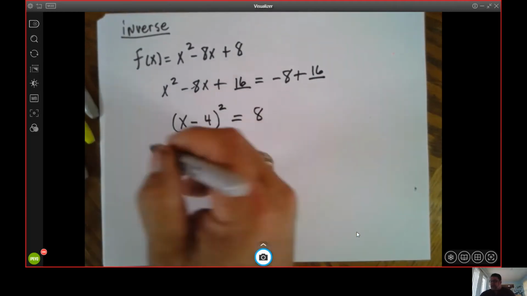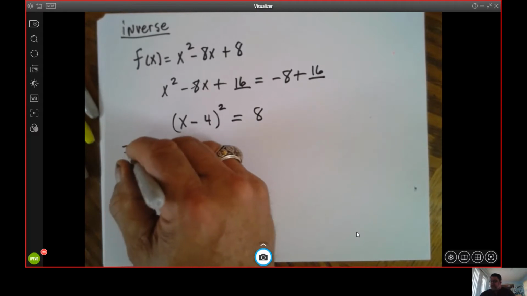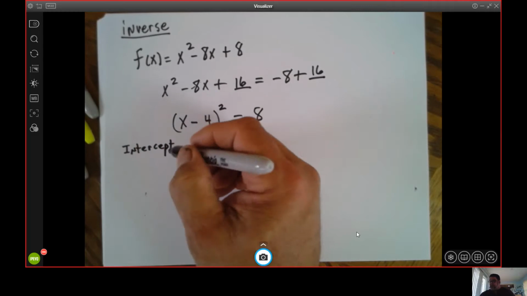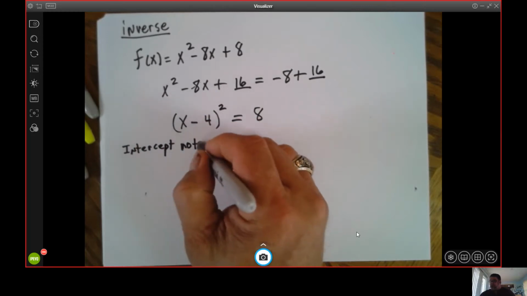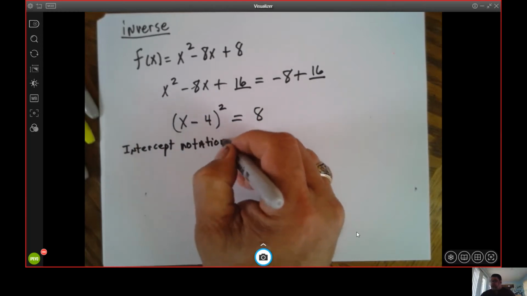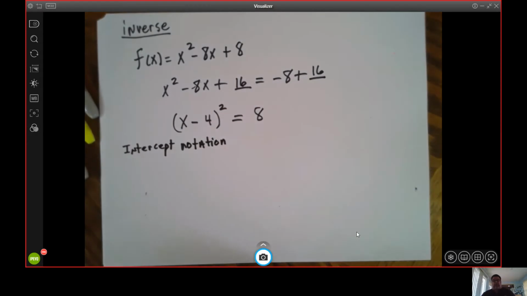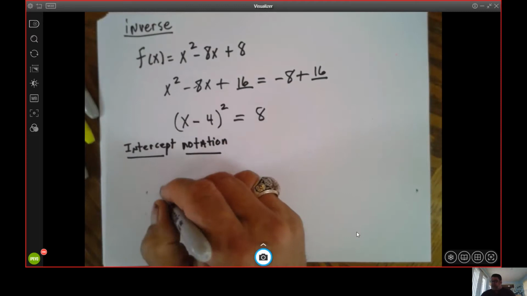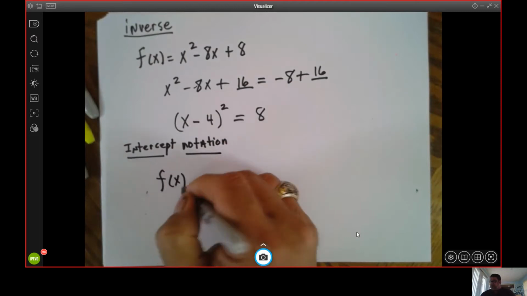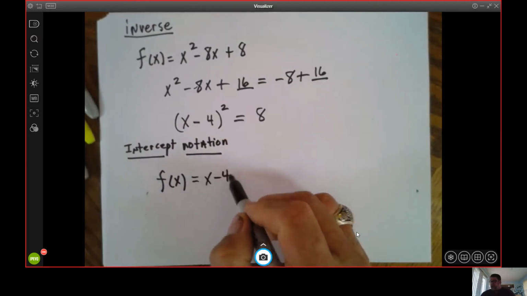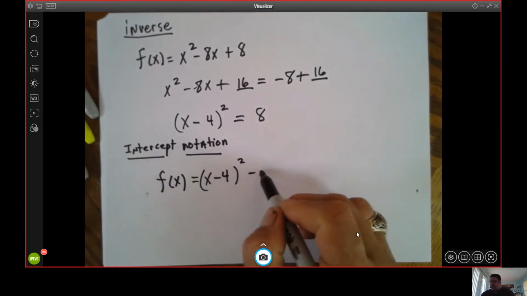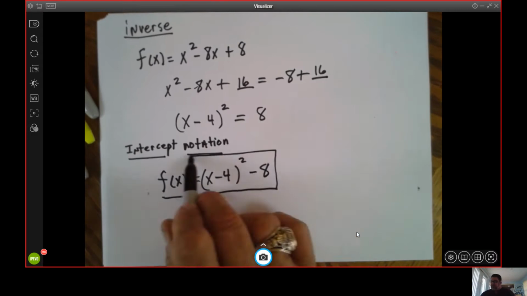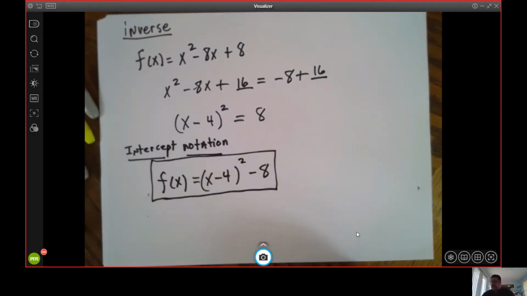And you need to put this in intercept notation. Remember I showed you, you can get your vertex 2 ways. You can either take the opposite of both, or you can put it in intercept notation. And in this problem, you want to put it in intercept notation by putting f of x in front of it, and then equals (x minus 4) quantity squared minus 8. That's intercept notation right there. Now, once you get it into that, now you can do the inverse.